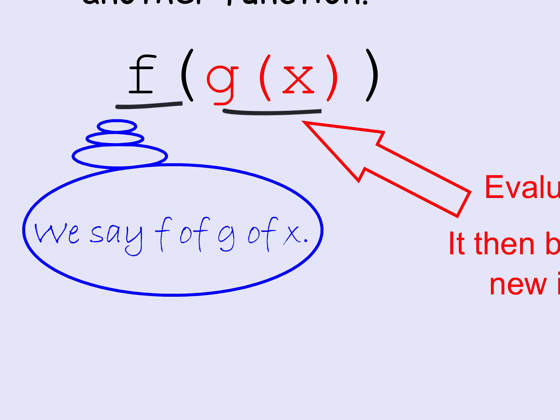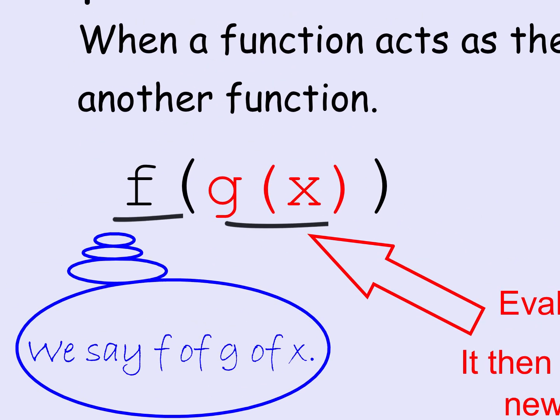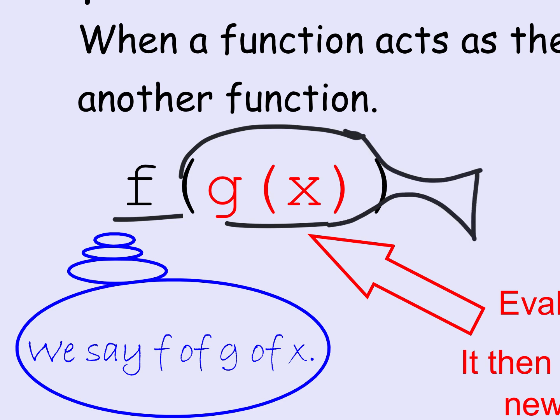All right. So f of g of x means the f function ate the g of x function. I want you to picture it like that, like it's a fish. Like this fish, the f fish, he ate the g of x fish. Do you think that happens in the ocean? All the time. You got a fish that eats a smaller fish.